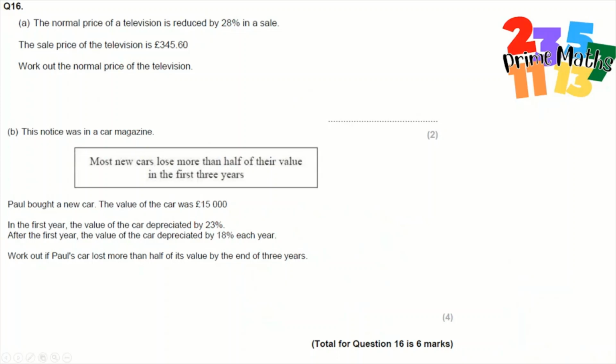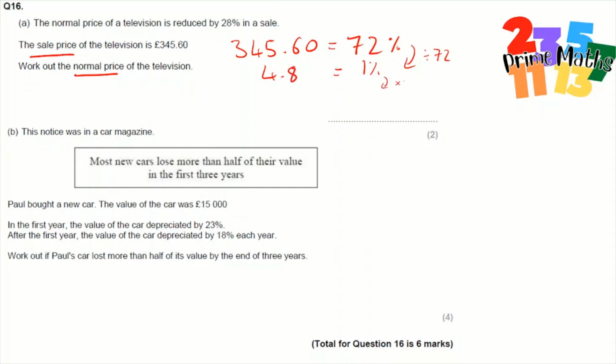Question 16, it says the normal price for a television is reduced by 28%. The sale price is now £345.60. We want to work out the normal price. This is a reverse percentage question. This means that £345.60 is not equal to the whole amount. This is equal to 72%. To work out what 100% is, I can first divide by 72 to find that 1% is equal to 4.8, and then multiply by 100 so that we know the whole amount is equal to £480.